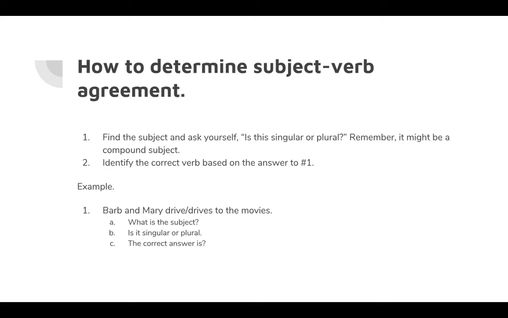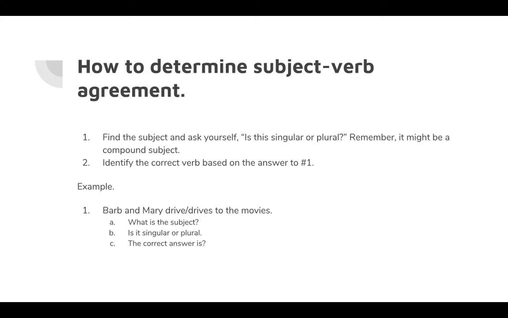So how do you figure out what verb you need? Well, it's a pretty simple method. Number 1, we're going to find the subject of the sentence. We've talked about subject before, and we're going to talk about subject again. So if you're not quite sure what the subject is, just hang on because we're going to review that. But to determine subject-verb agreement, we want to start with finding the subject. Number 2, asking yourself, is the subject singular or plural? Remember, there could be a compound subject, and we'll talk about that in just a second as well.